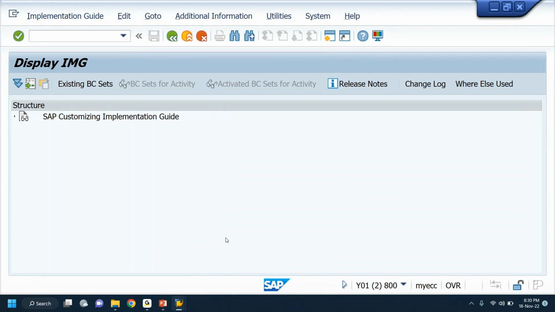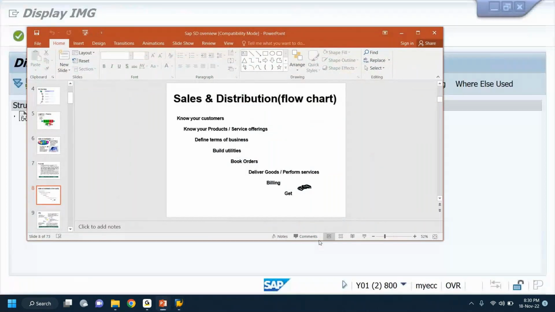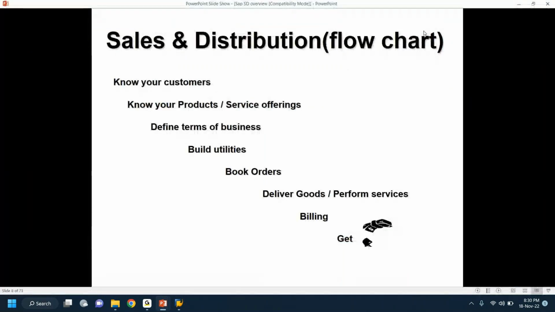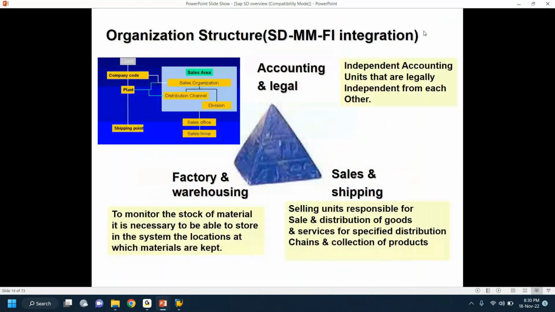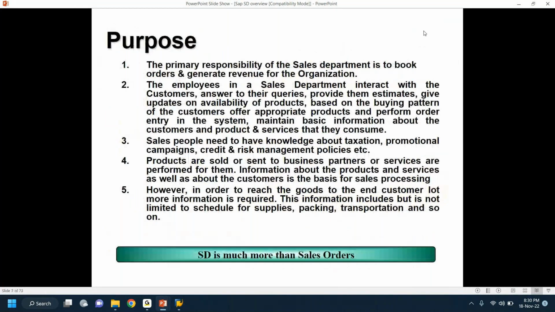When you try for jobs, I have some students where one friend is MM and one friend is SD. The SD guy is getting a break faster than the MM guy, only because the number of SD positions in the market is very high. MM is also quite good, there is no doubt about it. In SAP, any module you can make a career in, but generally my suggestion would be, if you are new to SAP, the first module to learn is SD.